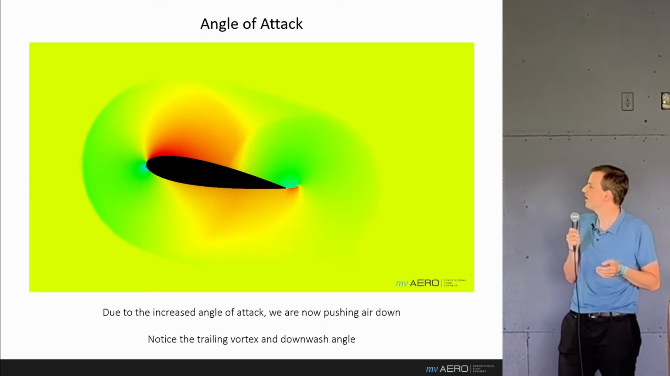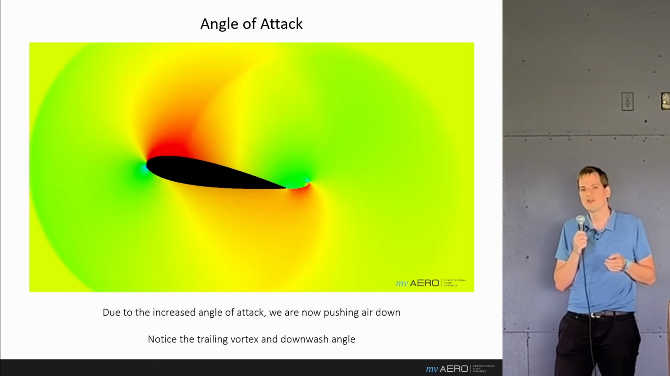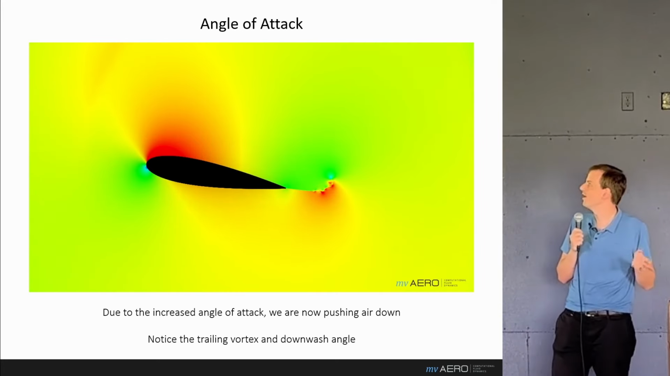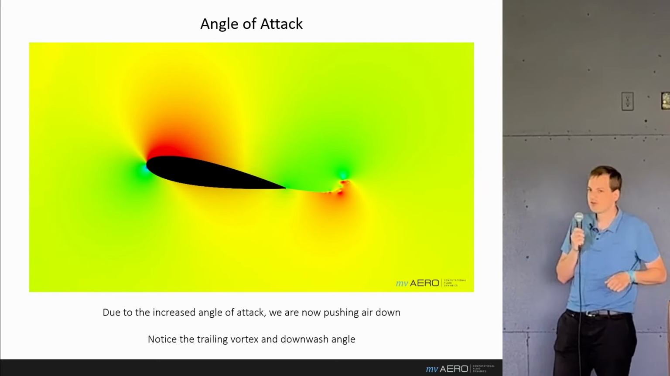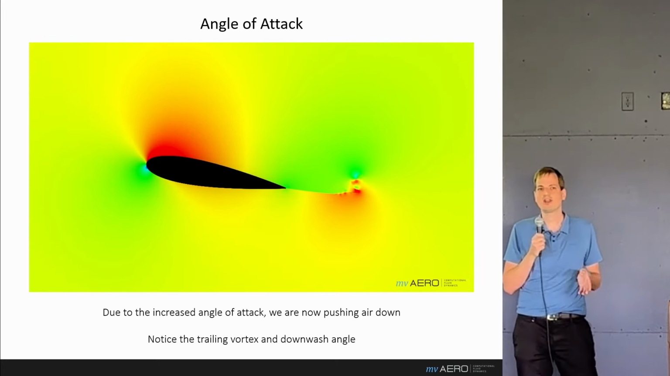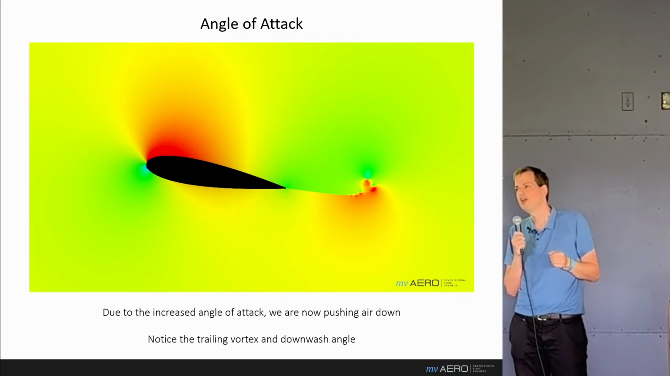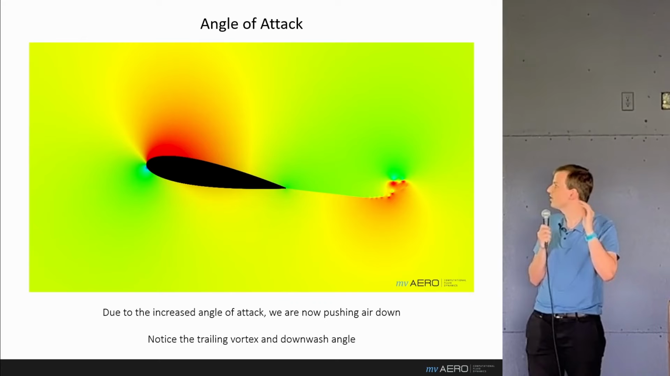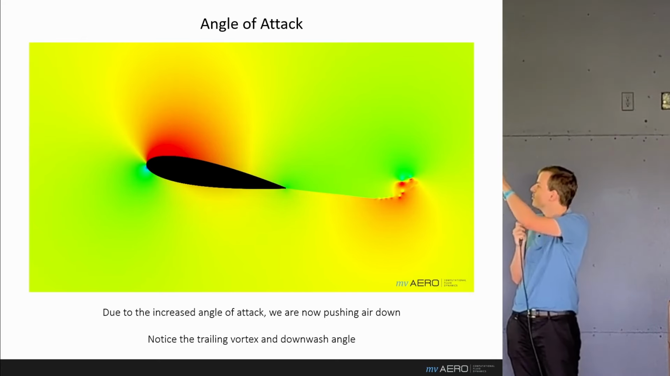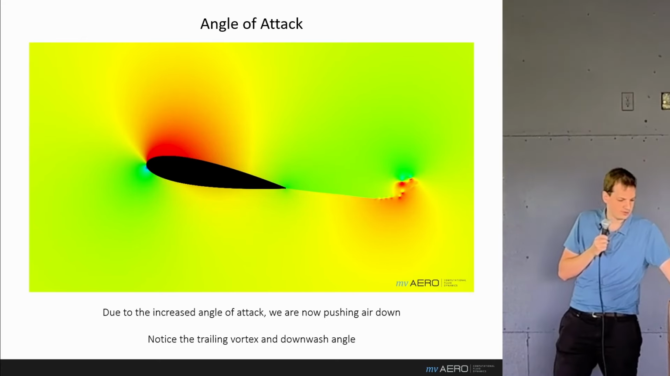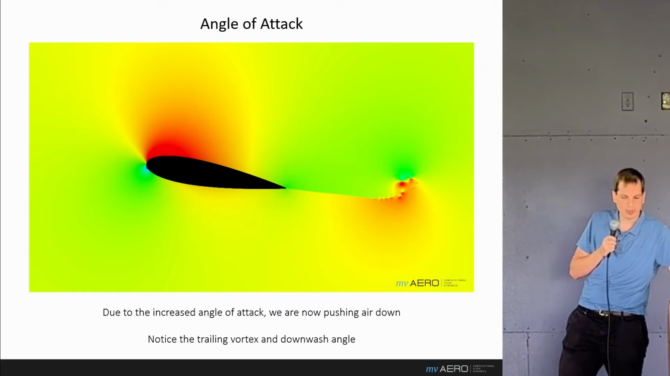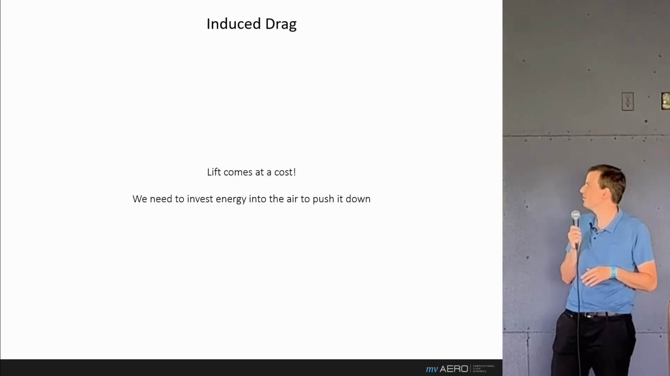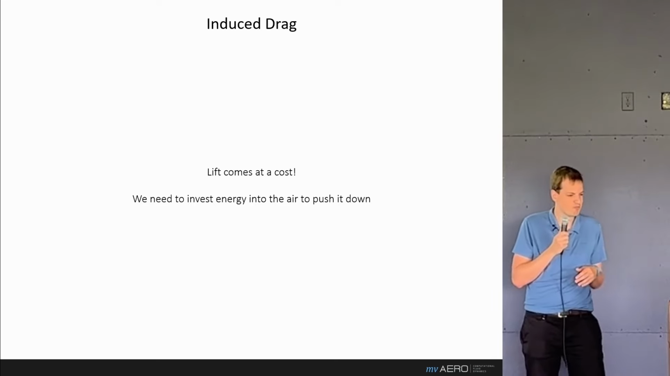Because of an increased angle of attack, we are also now introducing a new phenomenon. It's the trailing vortex. We are now lifting, we're now generating a force, and to have that force we need to push down on something. We're pushing down on the air. Notice the slight angle, that's called the downwash angle. So we need to push something down in order to lift. Lift comes at a cost, it's never free.